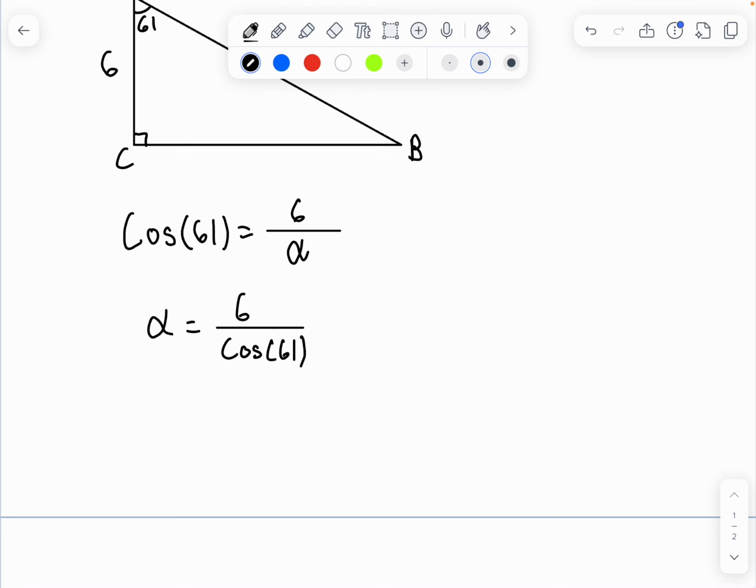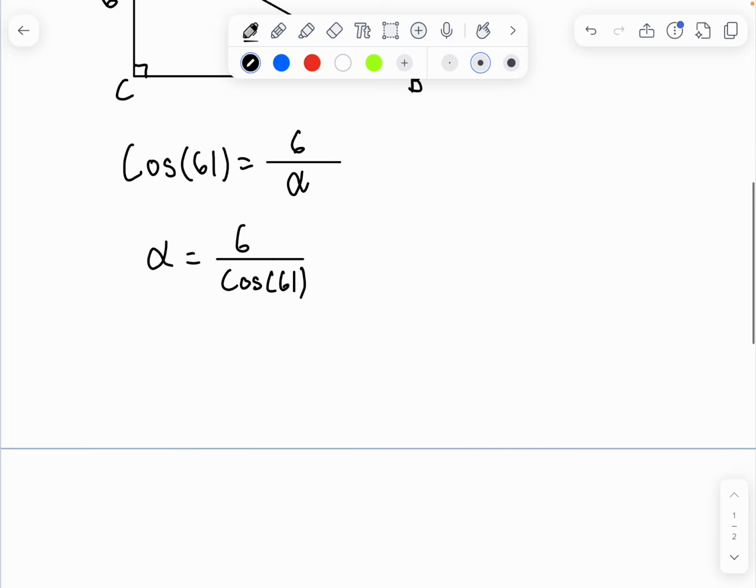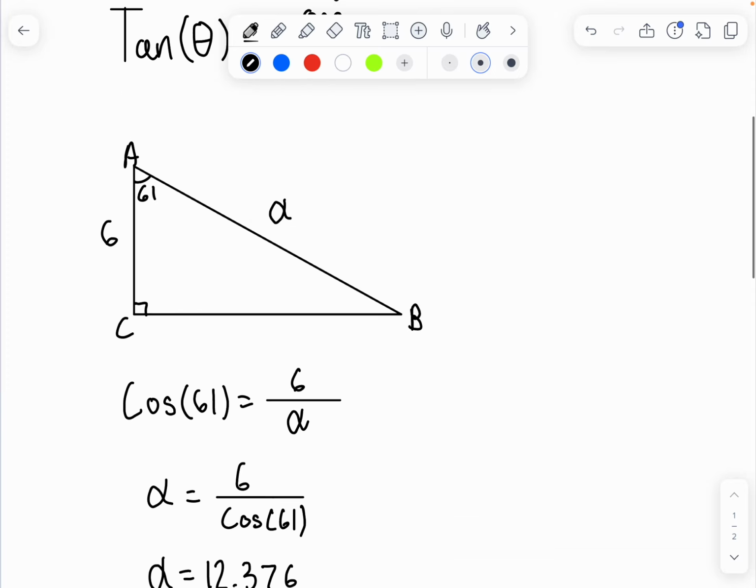So if we go on our calculator and we plug in all of our values, we'd get 12.375. So alpha equals 12.376, because it's 3.7599. So if we round up, we get 12.376. So this is equal to 12.376.